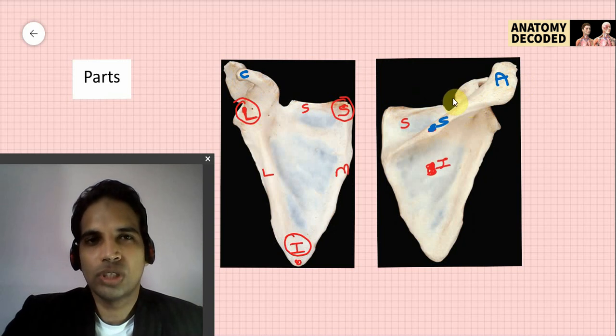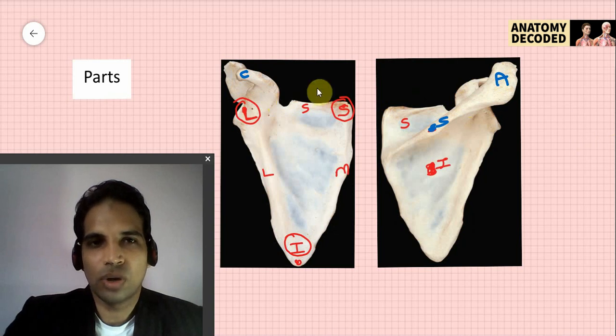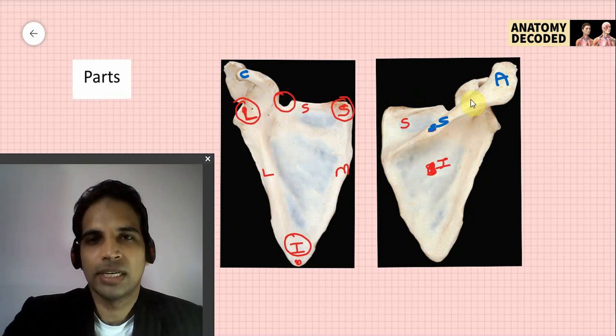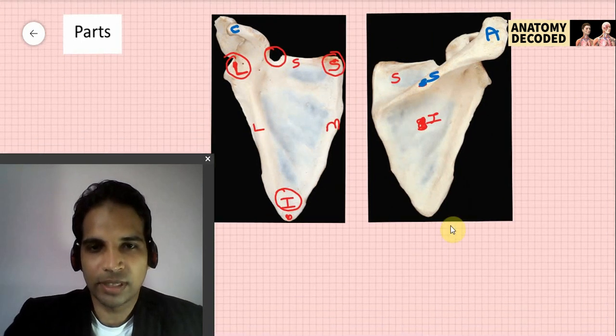Then there are two notches in the scapula. Here we can see one notch on the superior border, lateral aspect. This notch is the suprascapular notch. And there is one notch between the spine of the scapula and the glenoid cavity of the scapula. That is referred to as the spinoglenoid notch. We'll see a clear image of that.